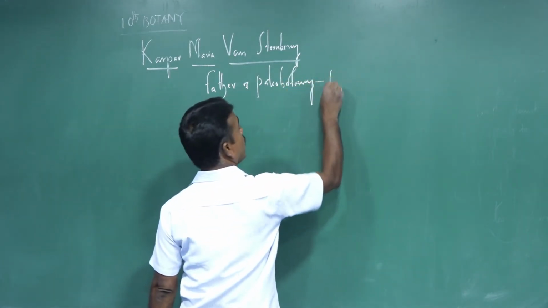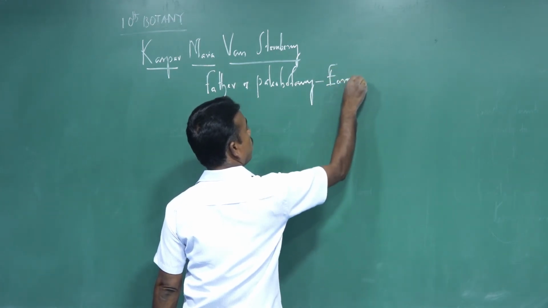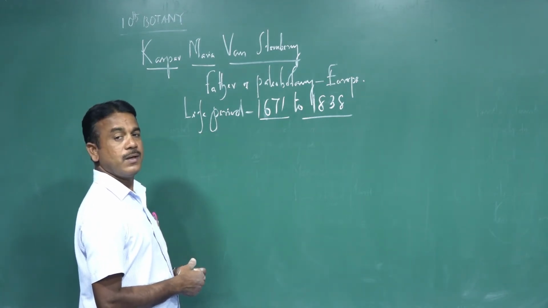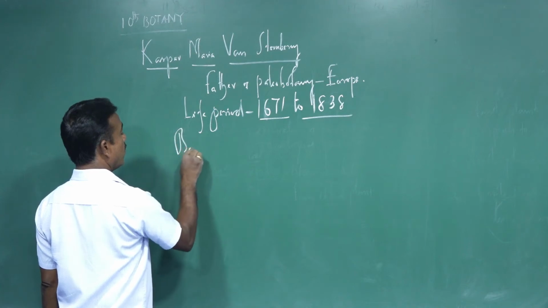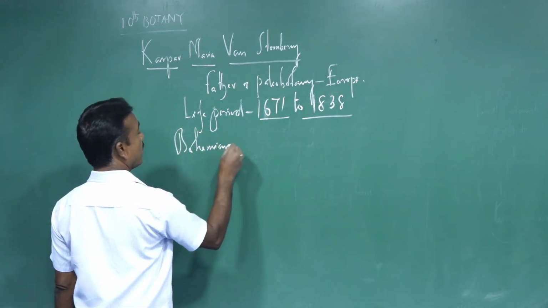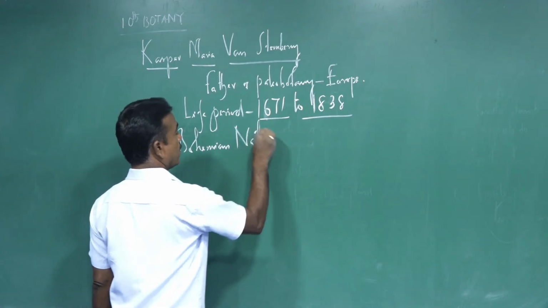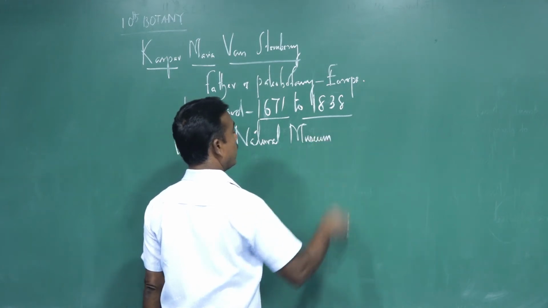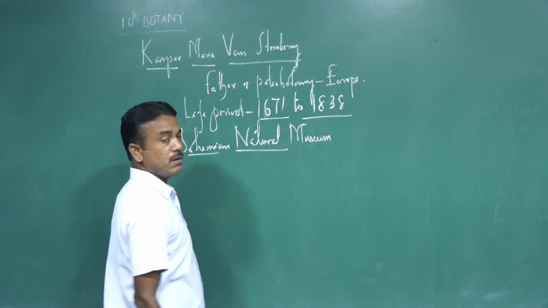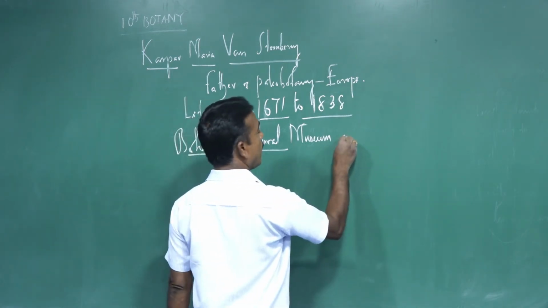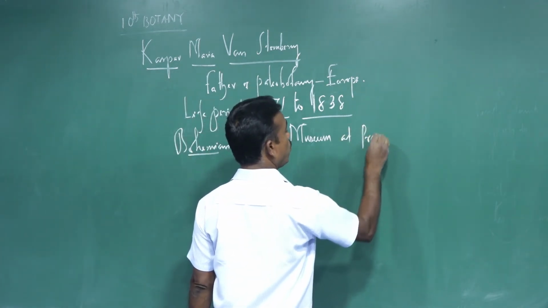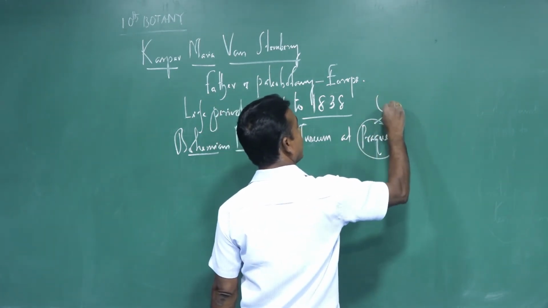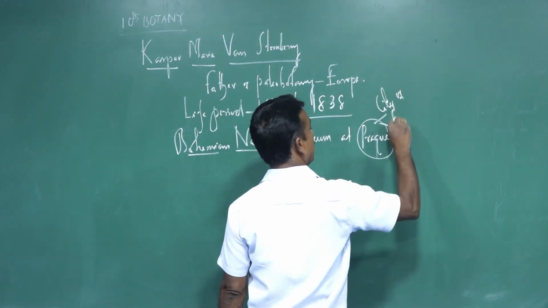He is born in Europe. In his life period, he established Bohemian Natural Museum. What is that? He established Bohemian Natural Museum at Peru or Paraguay. So Paraguay is nothing but a city of European.